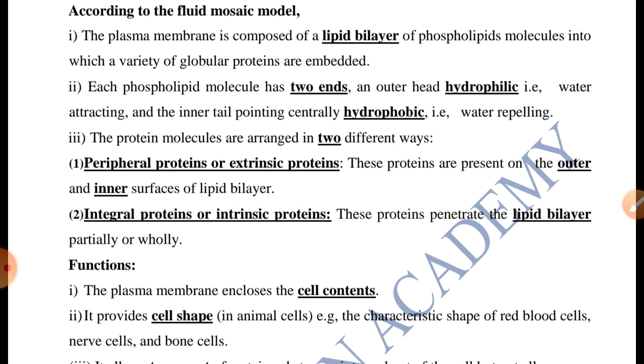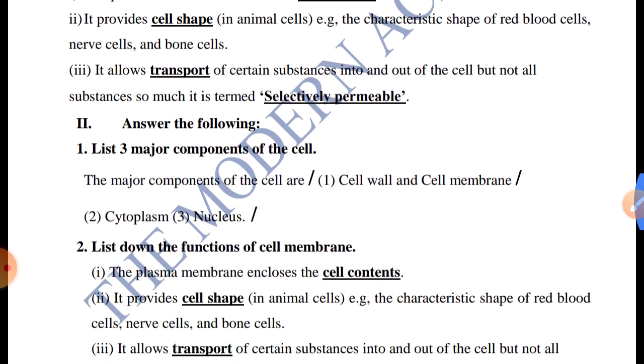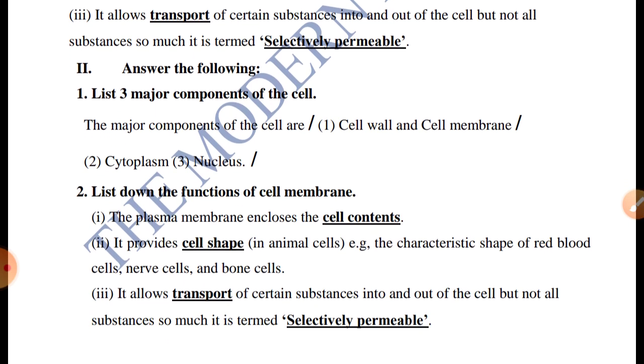Functions. The plasma membrane encloses the cell content. Encloses means include all the cell content. It provides cell shape. It provides the shape to the cell. Example, red blood cell, nerve cell, bone cell. It allows the transport of certain substances into and out of the cell, but not all substances. So much so it is termed as selectively permeable.